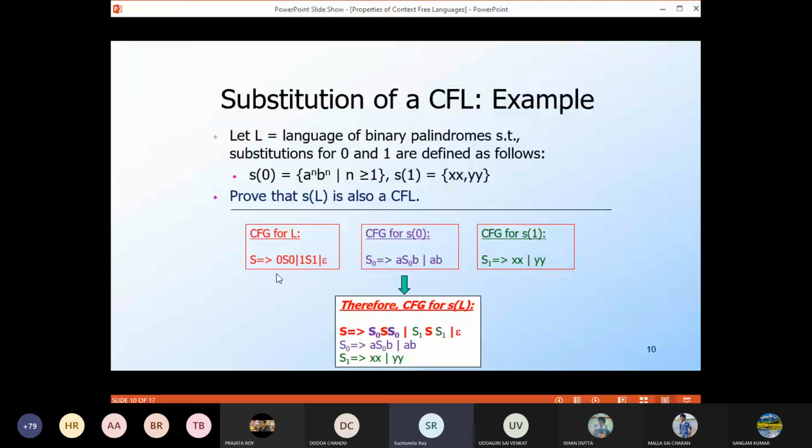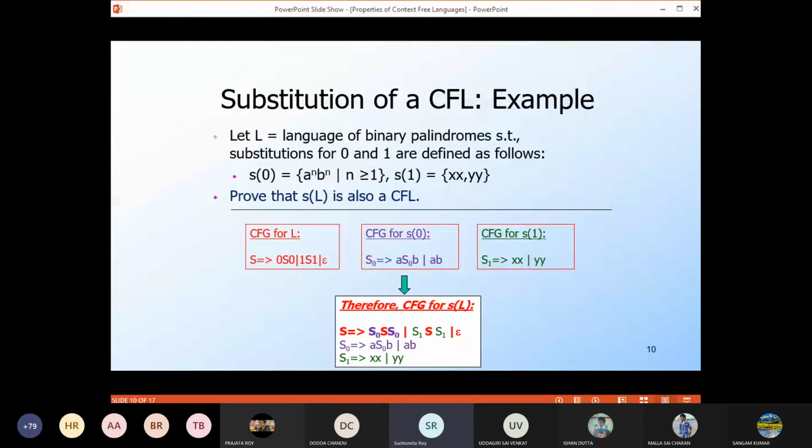And the combined context-free language will be, remember, all the productions of the original grammar given, that is L, only for S, every 0 you must replace by S0. So S goes to S0 S S0, S1 S S1, epsilon. This is from the original grammar. Then all the productions of S0, ASB, AB, remain the same. All the productions of S1, XX, YY. Taken together, this now is the grammar for the substituted language SL. So construction of the substituted context-free grammar, is it clear to all of you?